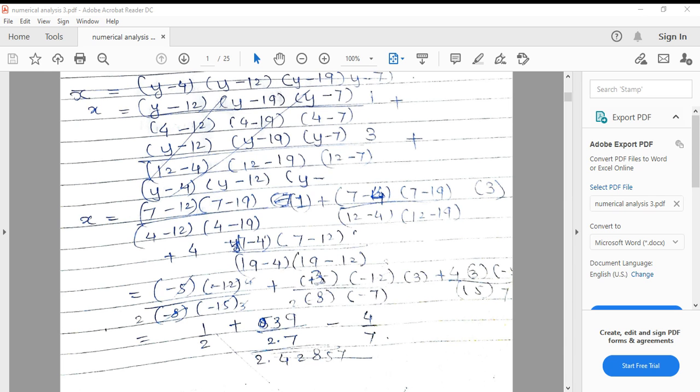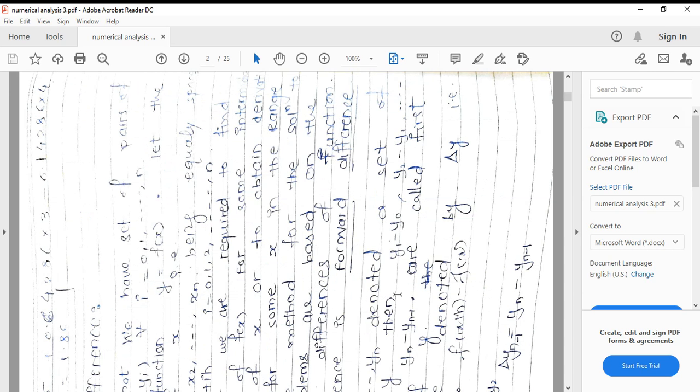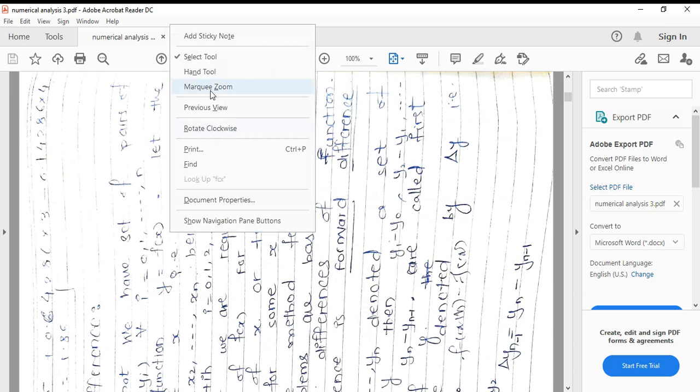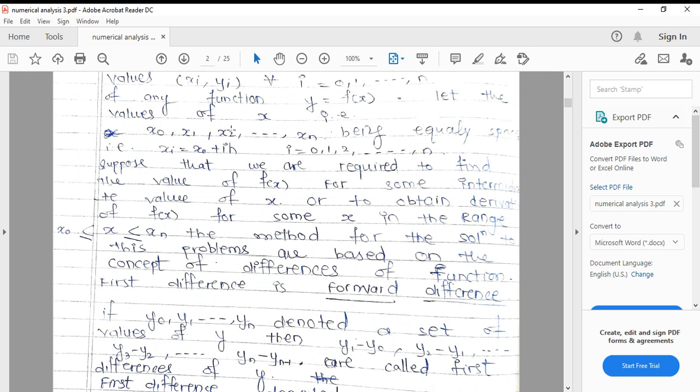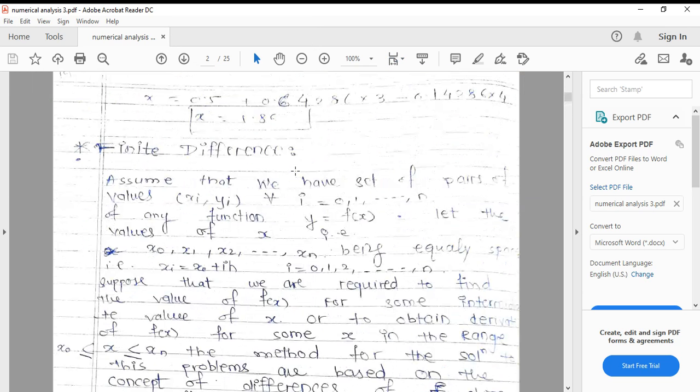So here we are getting the value of x is 1.8 something. Okay. In the next page you can see the answer is 1.86. Okay. So in this way you can use the Lagrange's interpolation formula, or in another way you can use inverse Lagrange's interpolation formula.